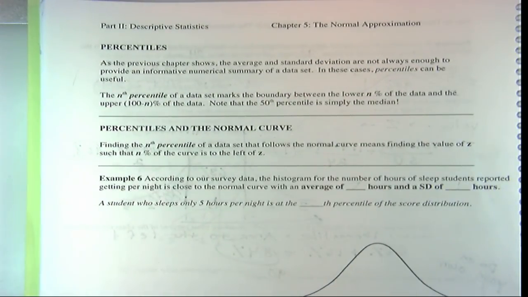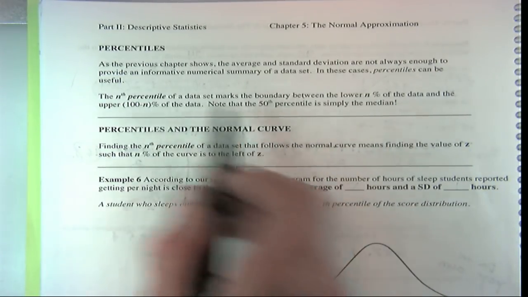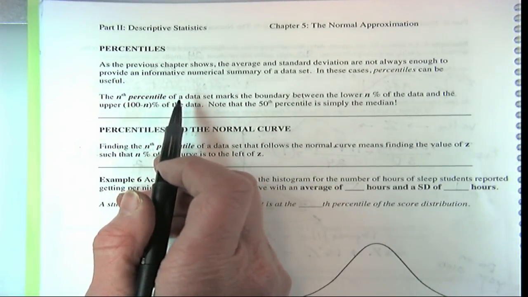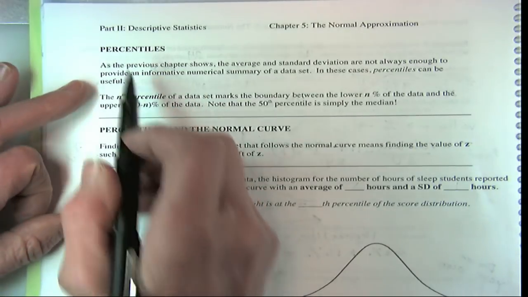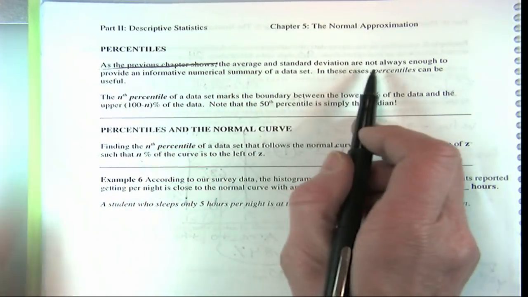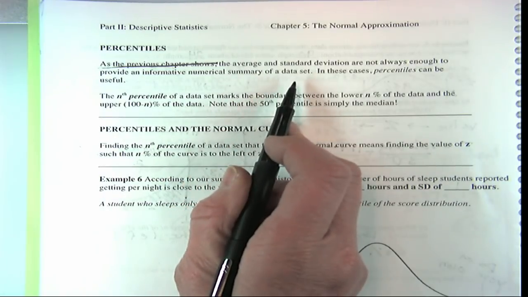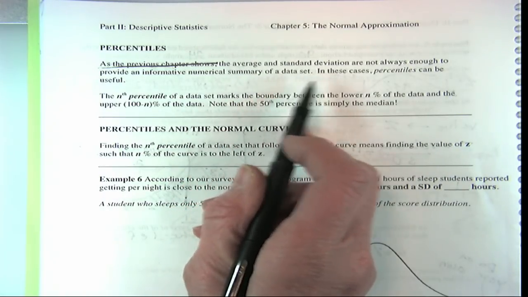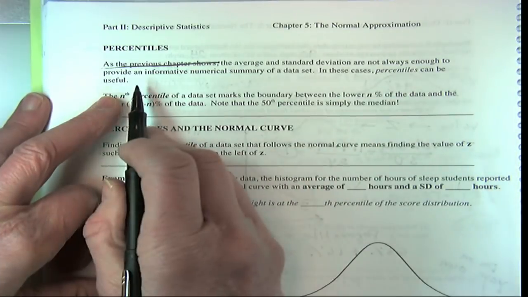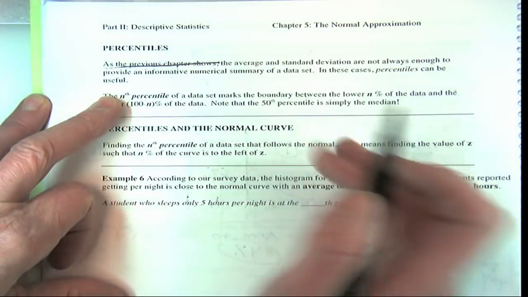So now we're going to be talking about percentiles, and we just said it's all the area below a particular value. So why are they important? Well, we haven't really talked about this, but the average and the standard deviation are not always enough to provide an informative numerical summary of a data set. So in these cases, percentiles can be useful, but that's when the data is skewed, when it doesn't follow a normal curve, okay?